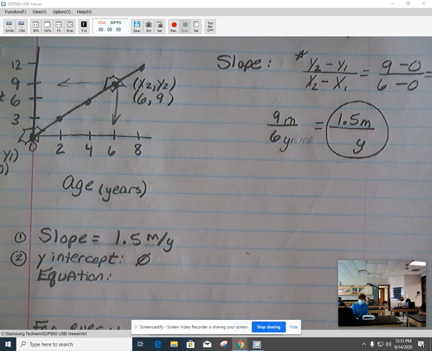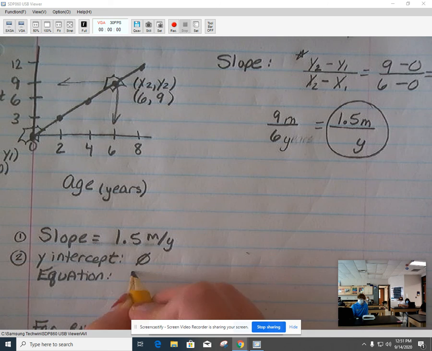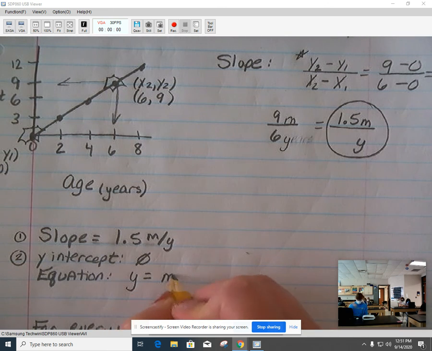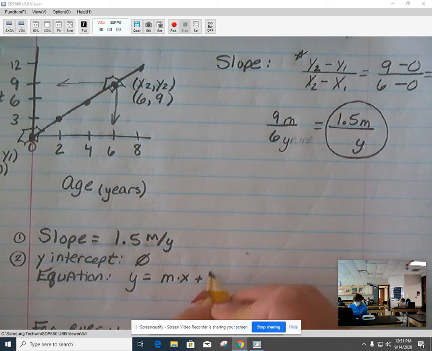How about Kaysen? The equation. Do you know what the base formula is to start making our equation? I'll get you started with y equals. Y equals mx plus b. You got it. Let's go! He is on fire today. He had a tricky question. He got this.